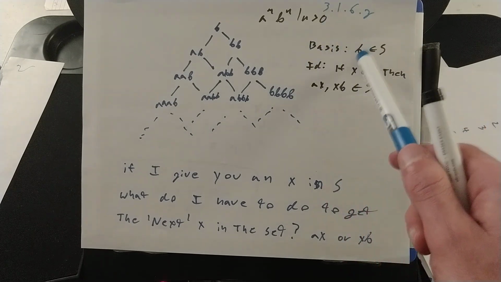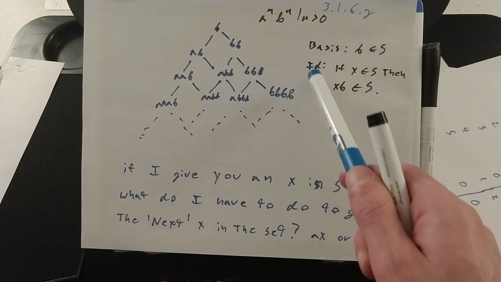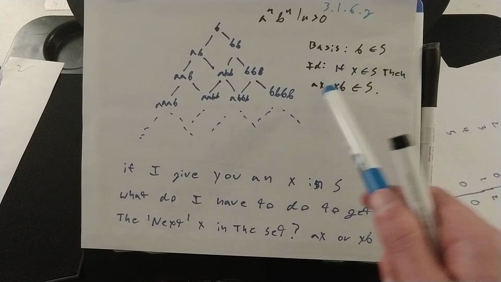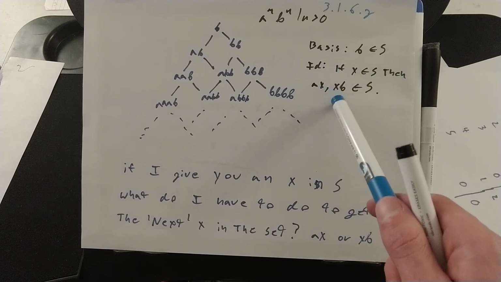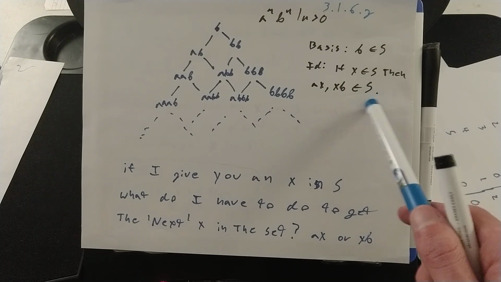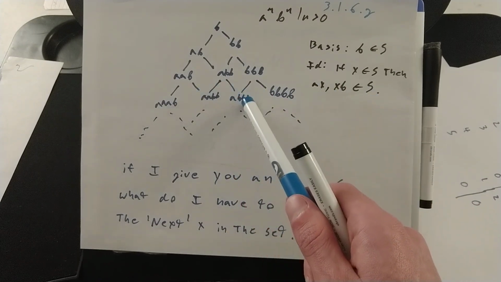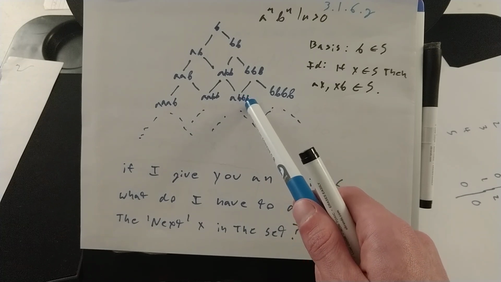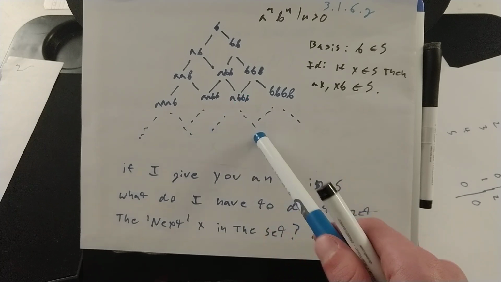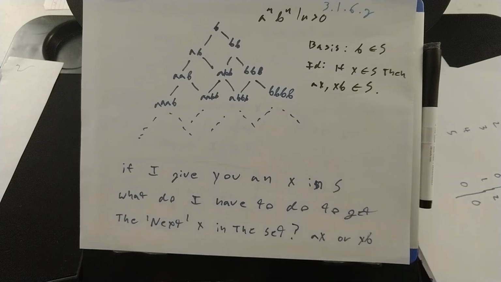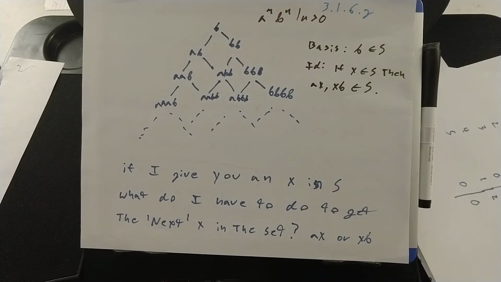Our basis is b is an element of S, and then our induction is, if x is in S, then ax and xb are in S, right? So you can pick any of these elements in our set, and you can get 2 more elements in the set by adding an a in front and a b in the back, and it doesn't matter what element in the set you pick.